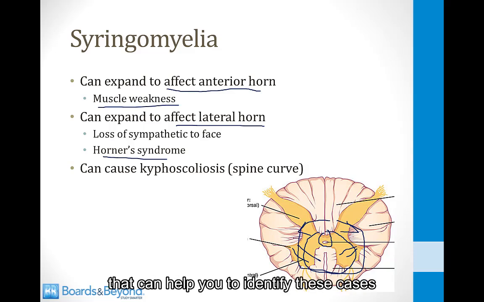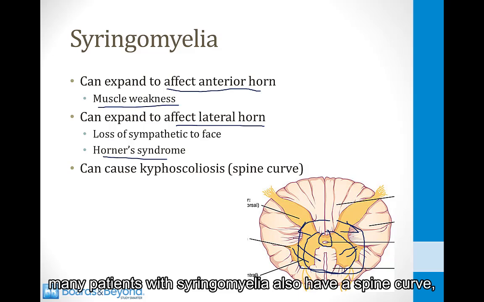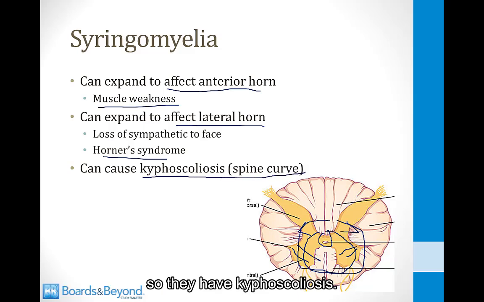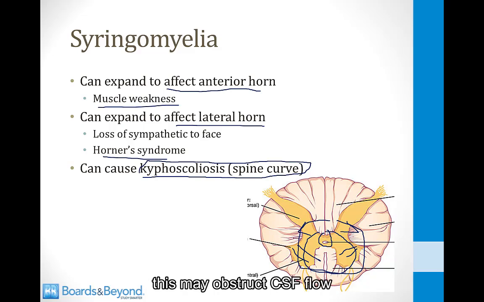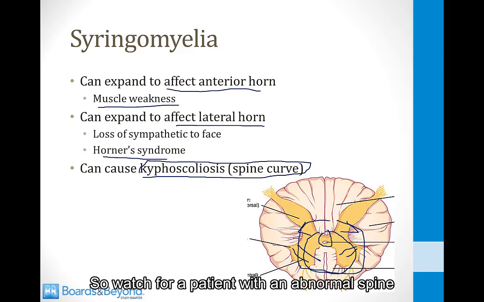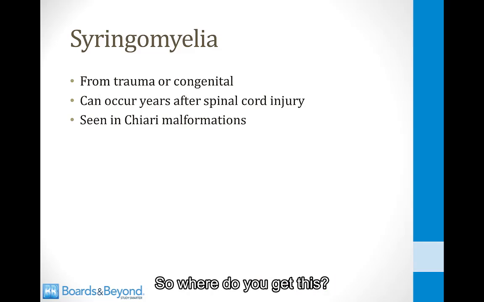And one thing you should know that can help you to identify these cases in board questions is that many patients with syringomyelia also have a spine curve, so they have kyphoscoliosis. And for reasons we don't completely understand, this may obstruct CSF flow and lead to the creation of this cyst. So watch for a patient with an abnormal spine. They may have syringomyelia. So why do you get this?